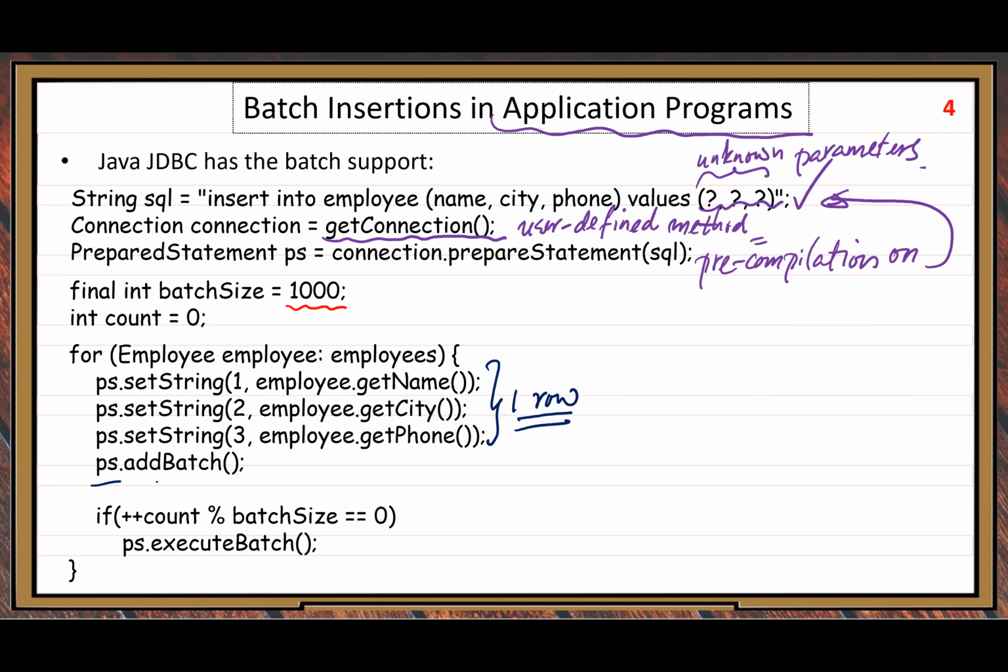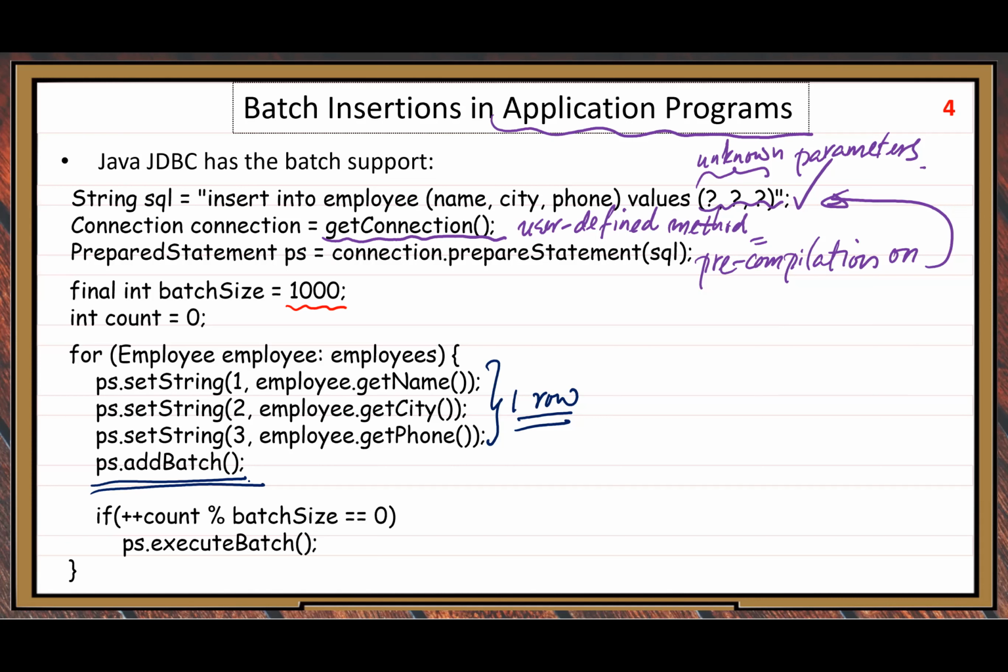After that, you add batch. Don't do the insertion yet. We just prepare our current batch. Add it to the batch, as a buffer. So 1, 2, 3. We put 1,000 rows in one batch.